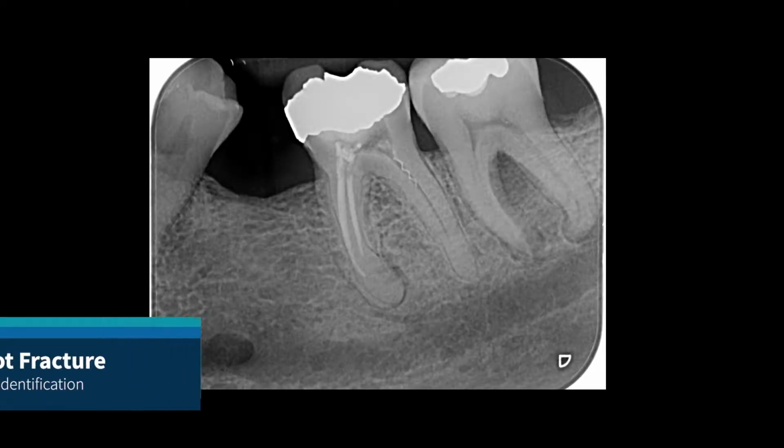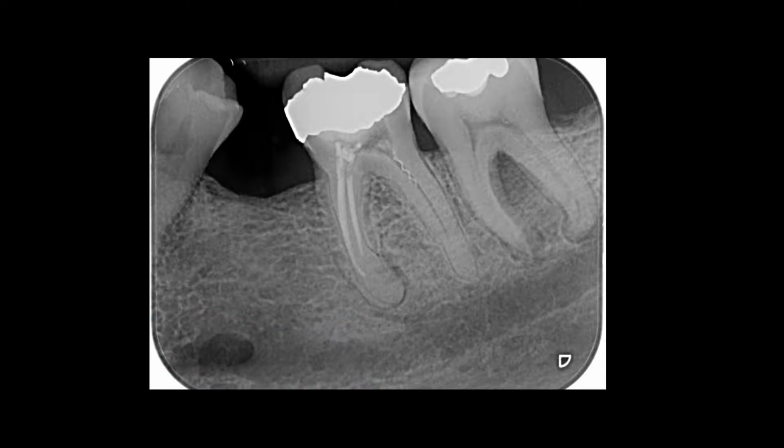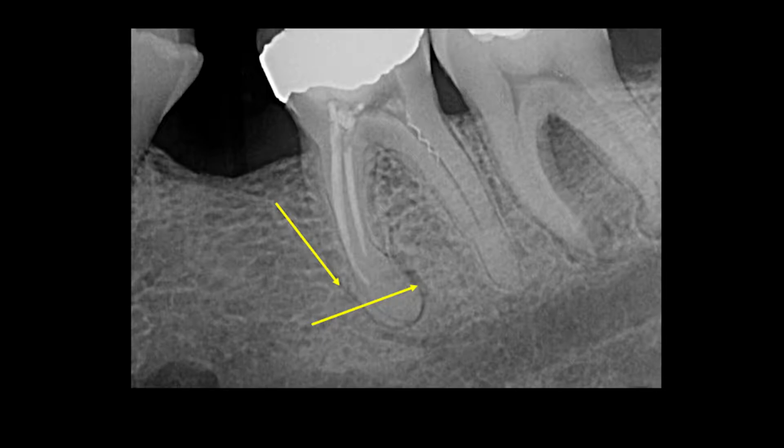In this case, the patient was referred for endodontic retreatment and removal of a separated spiral filler in the first molar tooth. During the assessment of this case, a vertical root fracture was detected in the second molar tooth as an incidental finding. When examining the periapical radiograph, there was evidence of apical periodontitis affecting the first molar.